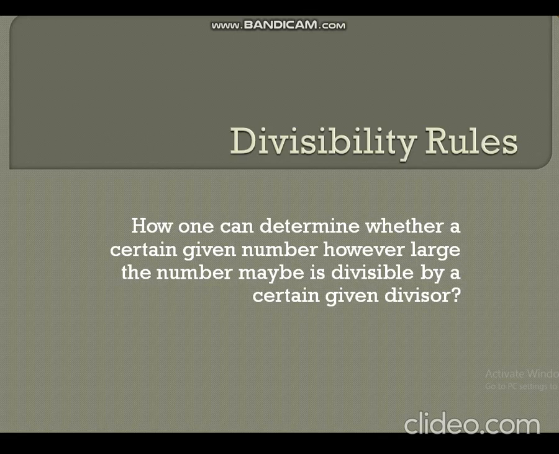We now take up the interesting question as to how one can determine whether a certain given number, however large it may be, is divisible by a certain given divisor. What is a divisibility rule? A divisibility rule is a shorthand way of determining whether a given integer is divisible by a fixed divisor without performing the division, usually by examining its digits.